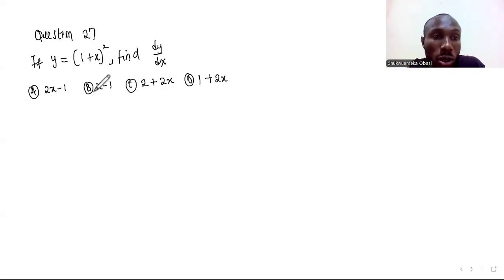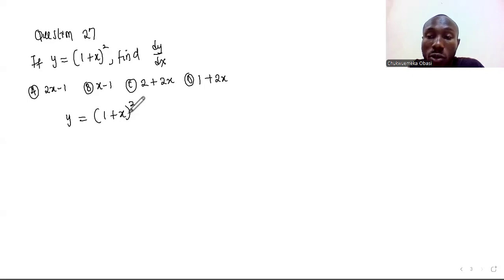All right, guys, welcome to question 27, still on the challenge, and we are still on differentiation. Now we've got something different to differentiate. We have y equal to (1 plus x) all squared to differentiate.